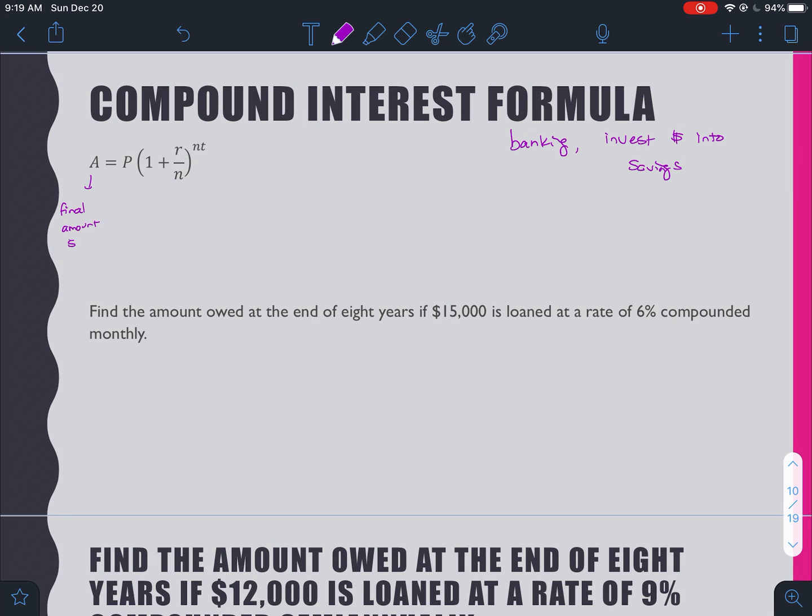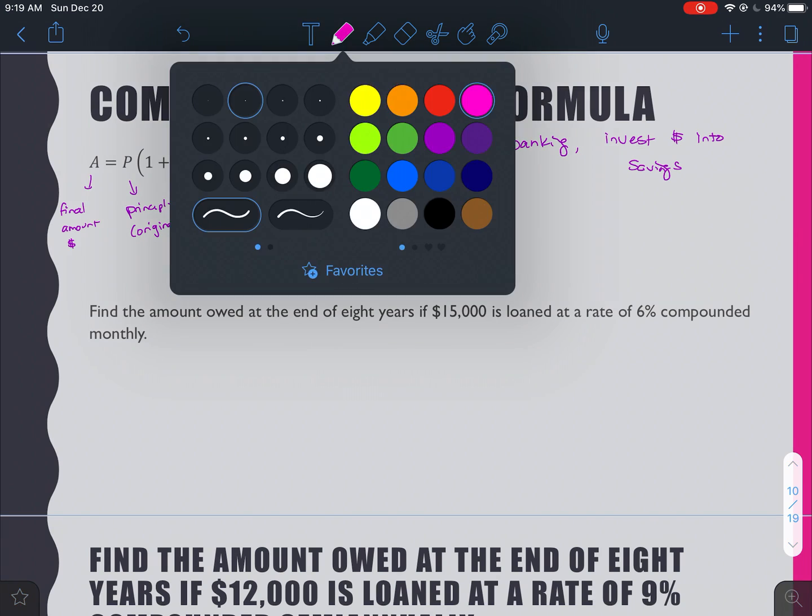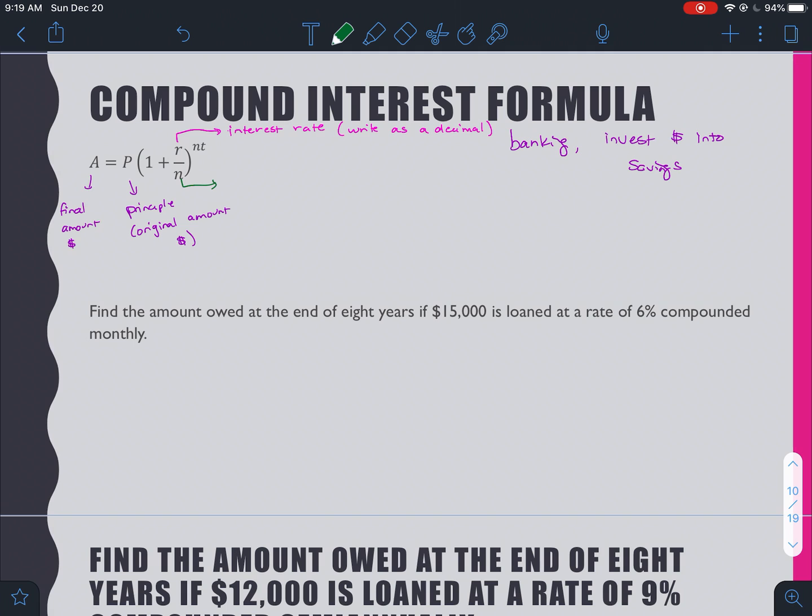The compound interest formula looks like this: A is your final amount, the final amount of money that would be in the account. P is called the principal, and it's the original amount of money that you invest. So if you put $500 in the bank, that's your principal. R is your interest rate, and you write it as a decimal. So if it's 5% interest, 5% as a decimal would be 0.05.